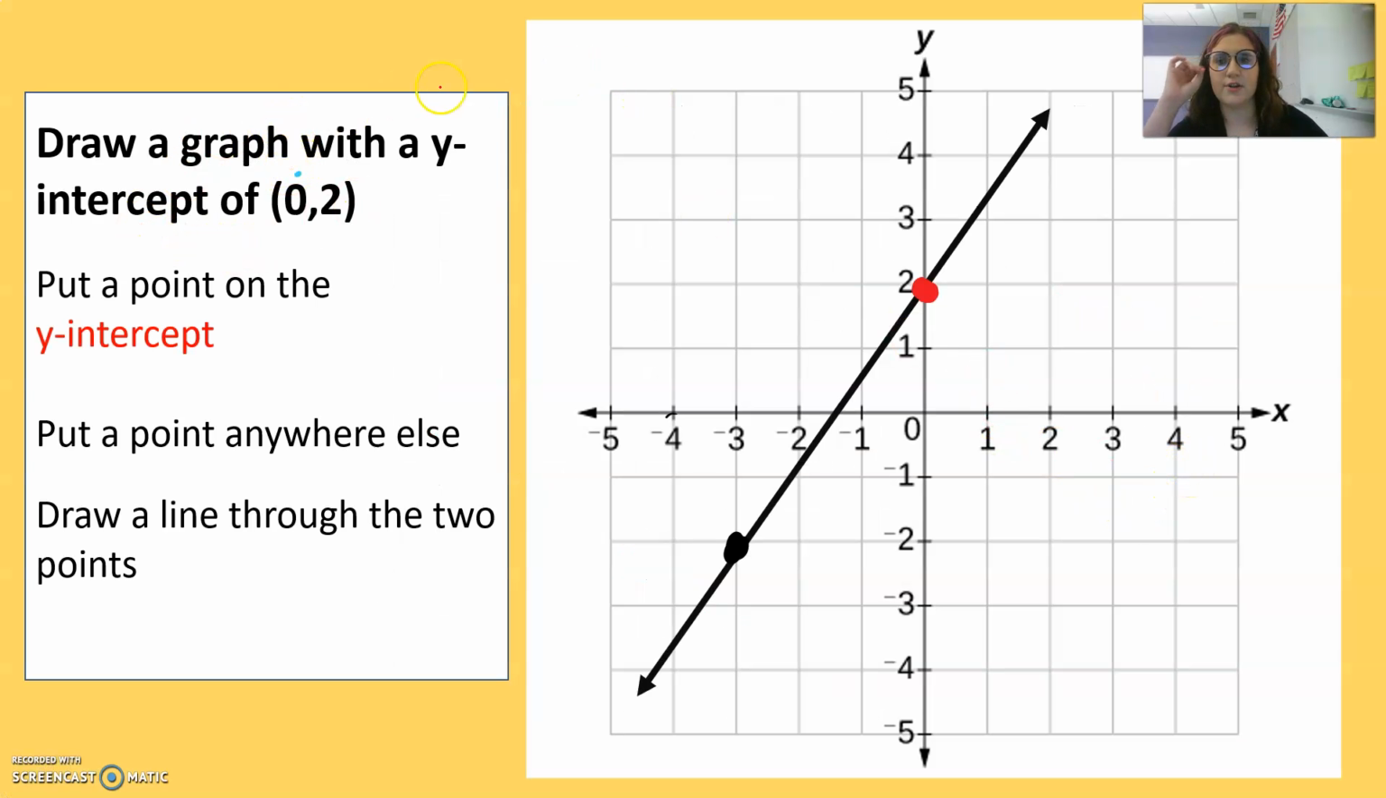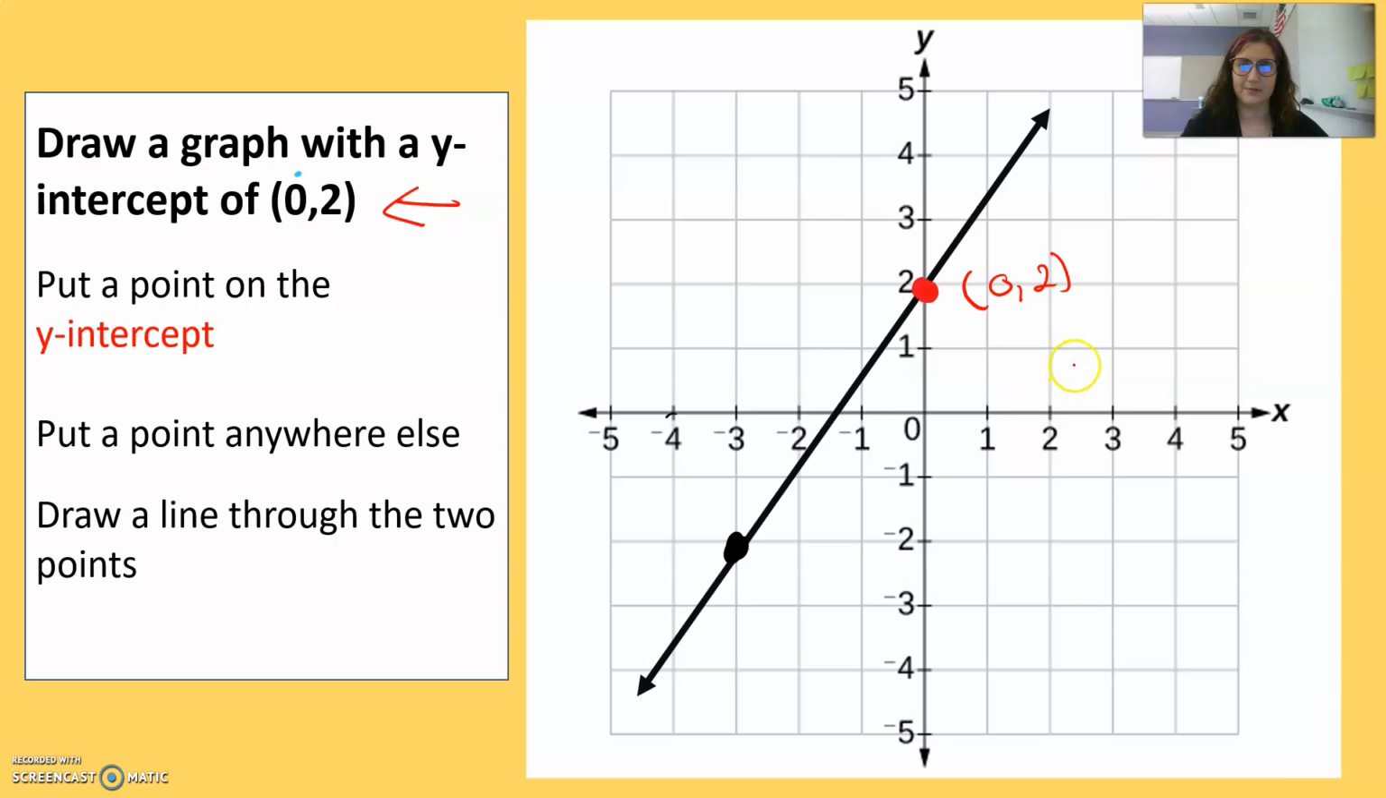All right, so let's draw a graph. Draw a graph with a y-intercept of 0, 2. So to draw a graph, you put a point on the y-intercept. So this is the red point here. The y-intercept is 0, 2, where x is 0 and y is 2. And then put a point anywhere else, because all you need is 2 points to make a line. So I already have one of those points. I just picked another random point and then drew a line through it. But what we really want to focus on here is finding where this y-intercept is.